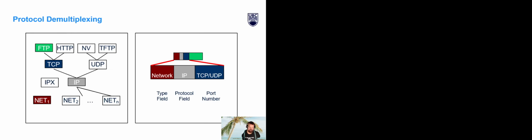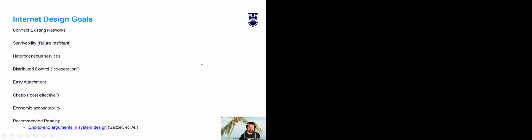So protocol demultiplexing is implemented by using information in those headers. For example, TCP has a port number, IP has a protocol field, and the data link layer has a type, so that way we know what network protocol is inside that individual data link frame. IP is the predominant one, but you can still see other protocols within that.